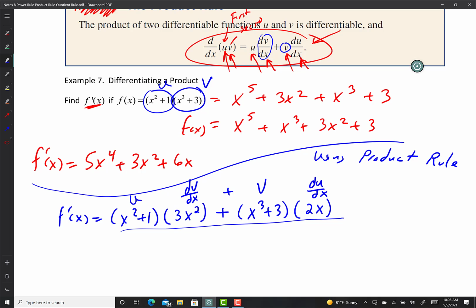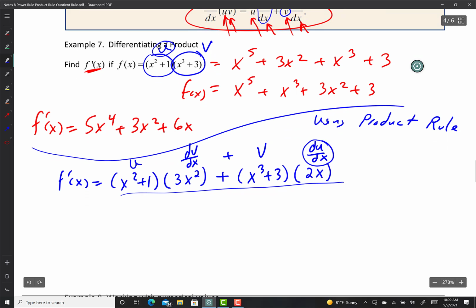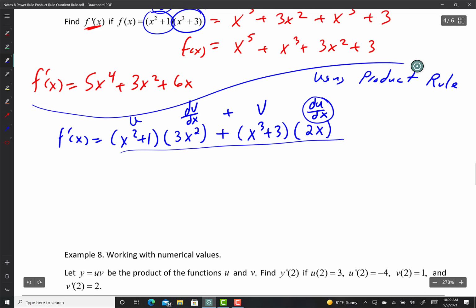Is that the same as what I have in red? What's that? The derivative of x squared plus 1, du dx. What is u? X squared plus 1. So du dx is 2x. Okay, here we go. Is that in blue the same as what I have in red? I don't know. Let's find out.